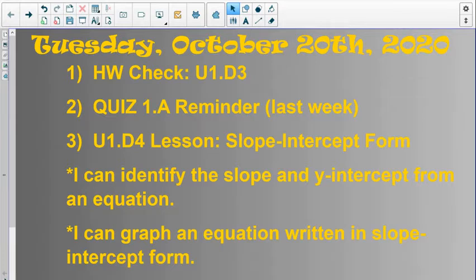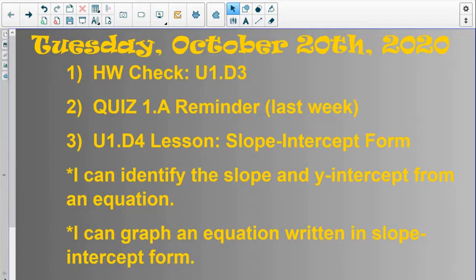Today's day 4 topic is slope-intercept form. This is a huge topic for algebra, just in general. Slope-intercept form is the most common form of linear equations, especially when we're graphing them. It's the most useful, the easiest way to graph, and that's what we're going to look at today in our lesson.